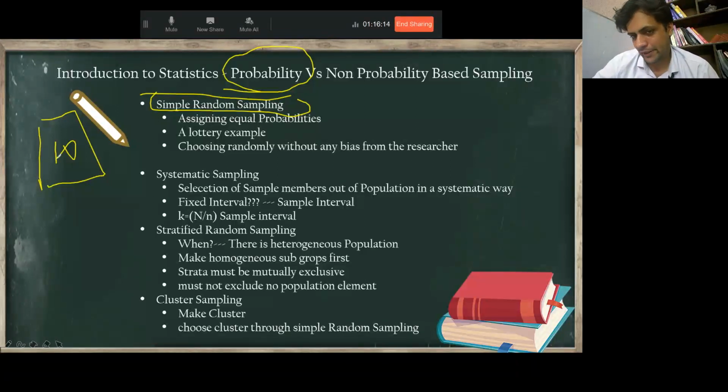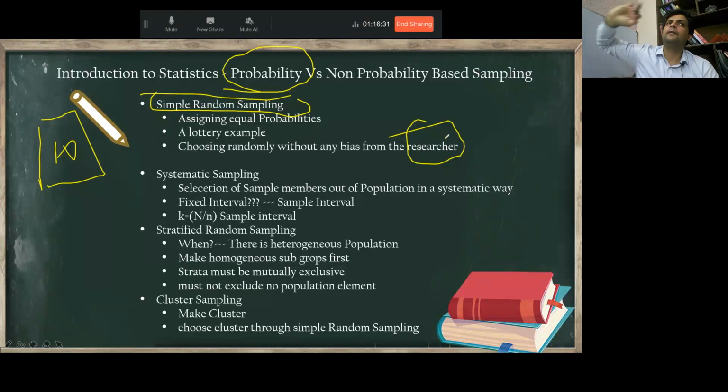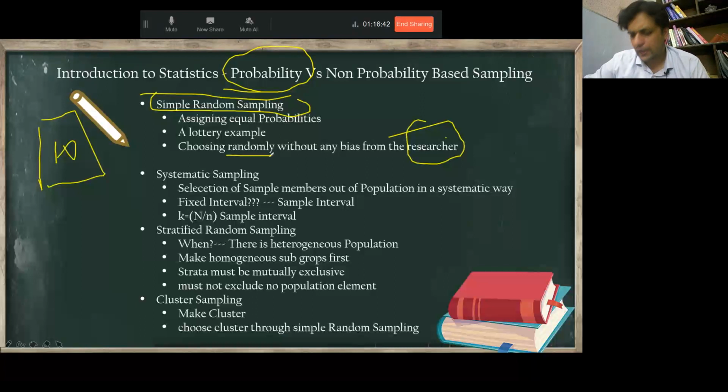You can repeat the same thing to understand the lottery example. Now, one thing is choosing randomly without any bias from the researcher. One thing is for sure, there is no bias from the researcher. There is no personal opinion, no personal preferences, no personal choice of a researcher. So everything is based on a random process. That's the simple random sampling method.